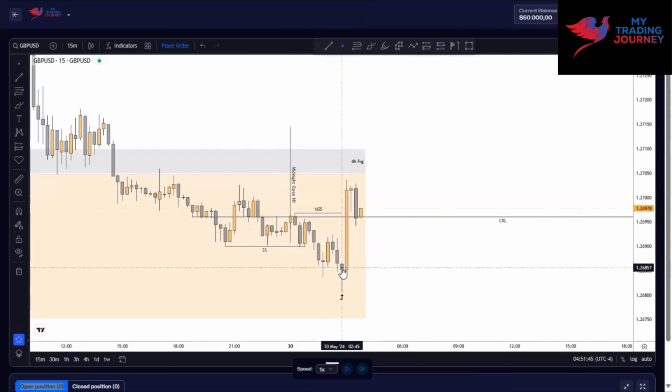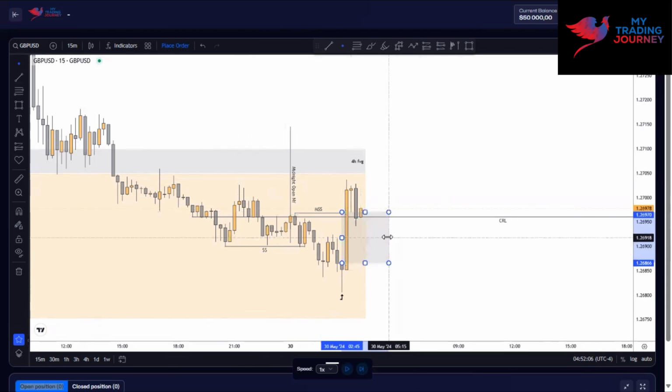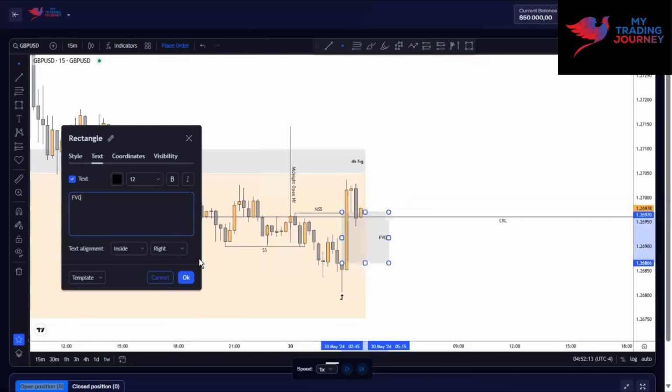Okay, as you can see right here, we have the first candle, the second one, which is an impulsive move to the upside. Then we have the third candle. After that third candle, we have an opening between these two candles right here. This is our fair value gap, our FVG. This is where we are going to constitute our entry. We are going to take our entry from right there.